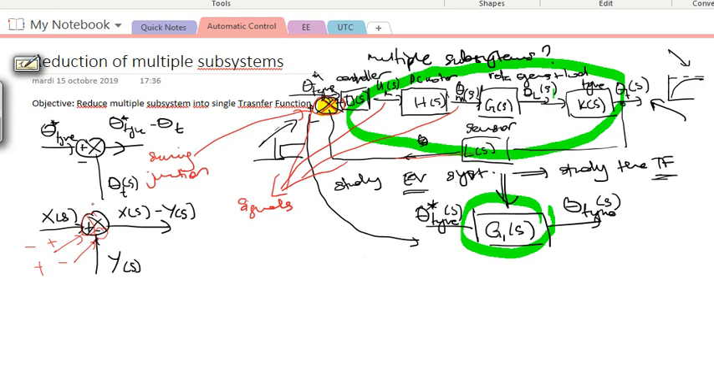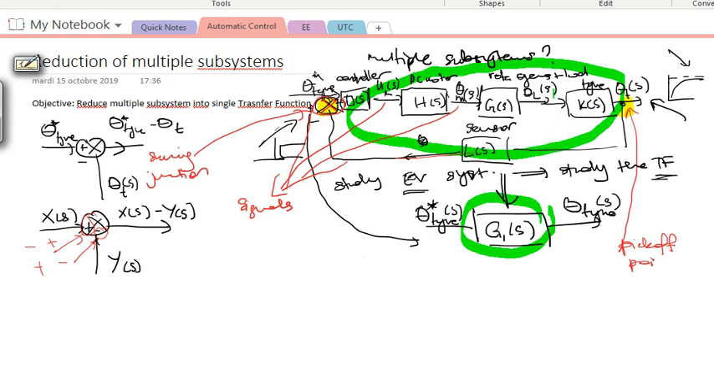So that's what we call a summing junction. And then another thing is this point. I'll highlight it here. This particular point, where you take the signal and measure it using a sensor, this is what we call a pick-off point.